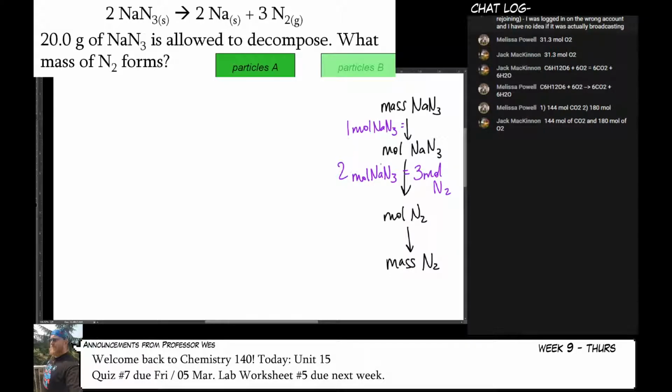So according to Lentech, 1 mole of sodium azide is 65.01 grams. Make sure that you can get that number too. And then down here, 1 mole of nitrogen is 28.01.